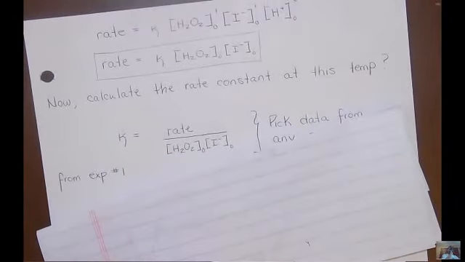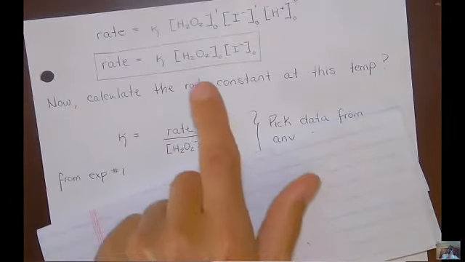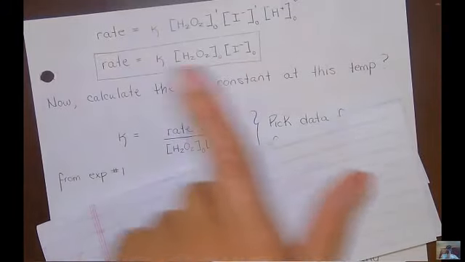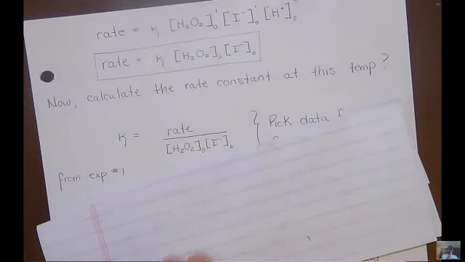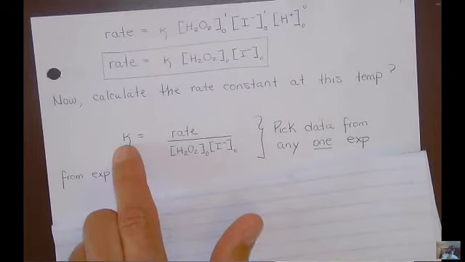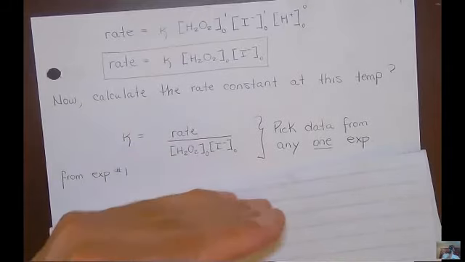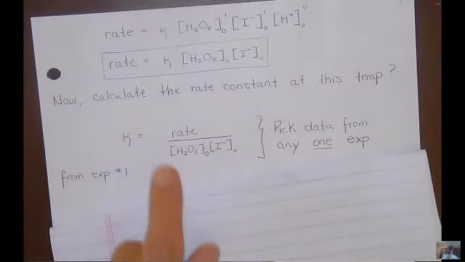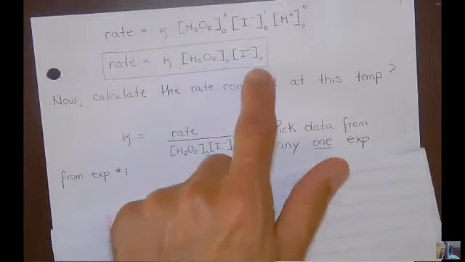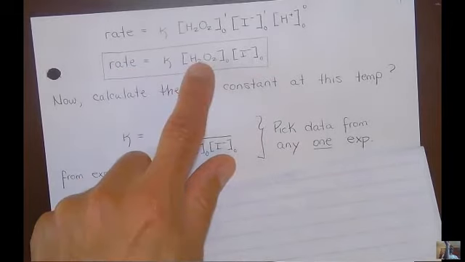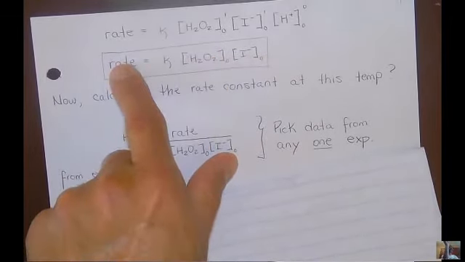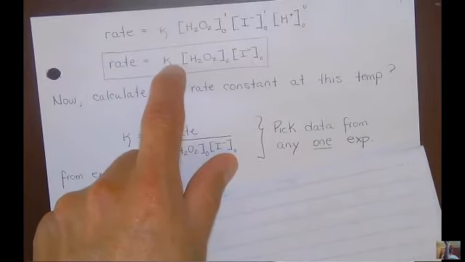Okay, now that we know the rate law, we can plug in any one set of data. We've got 4 sets of data. Any one set we can use to get the rate constant. In fact, you could do it for all 4 if you wanted to, and you should get the same number, because rate constant is independent of the concentrations. How fast it occurs is dependent on the concentration, right? The higher the concentration, the faster it reacts. But the rate constant is independent.